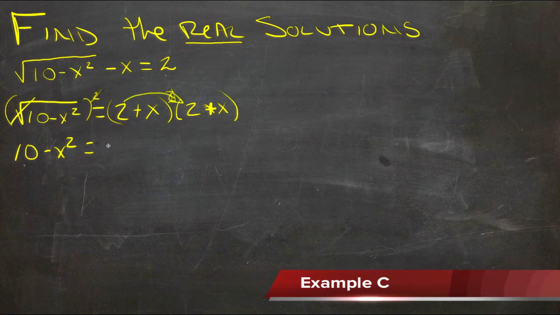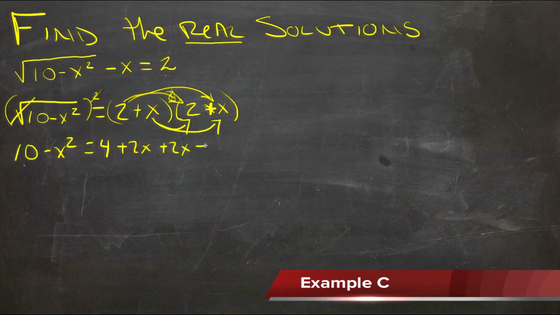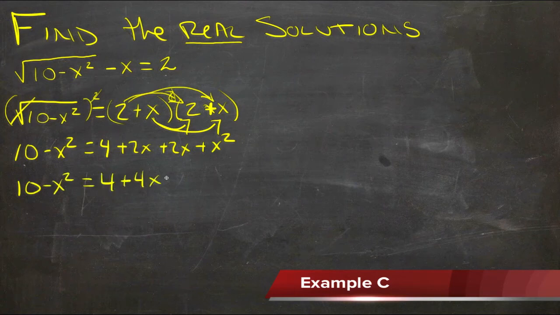That gives us 2 times 2 is 4. 2 times x is 2x. x times 2 is another 2x. And x times x is x squared. So now we'll have 10 minus x squared equals 4 plus 4x plus x squared.